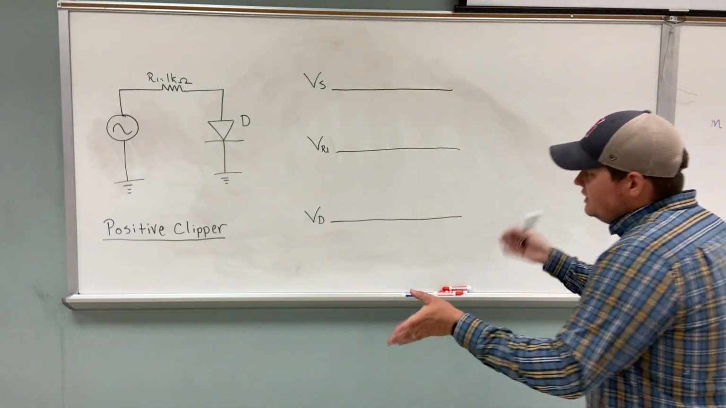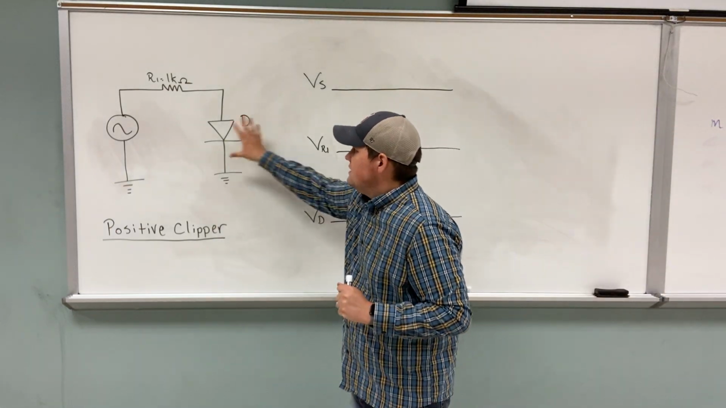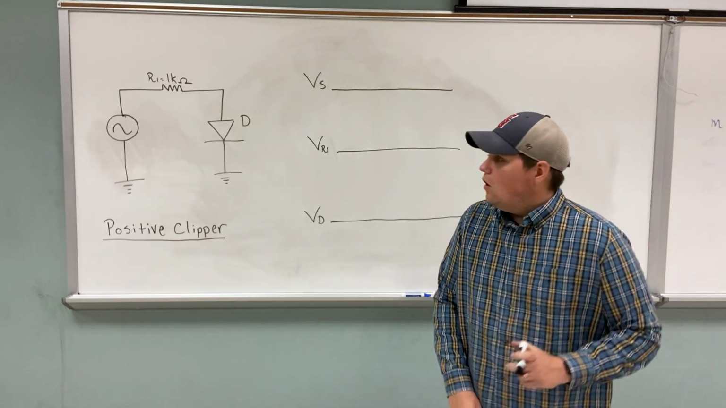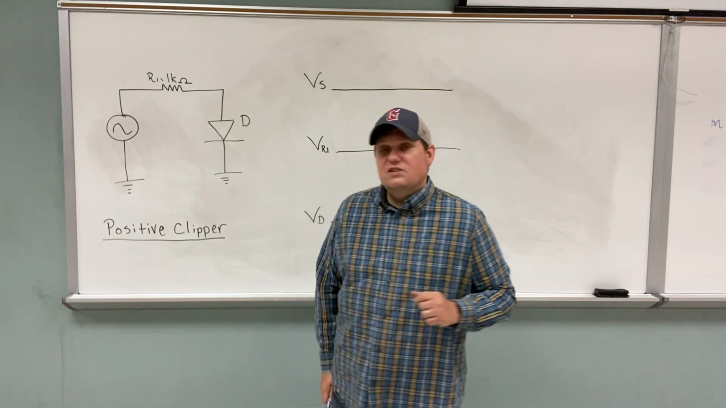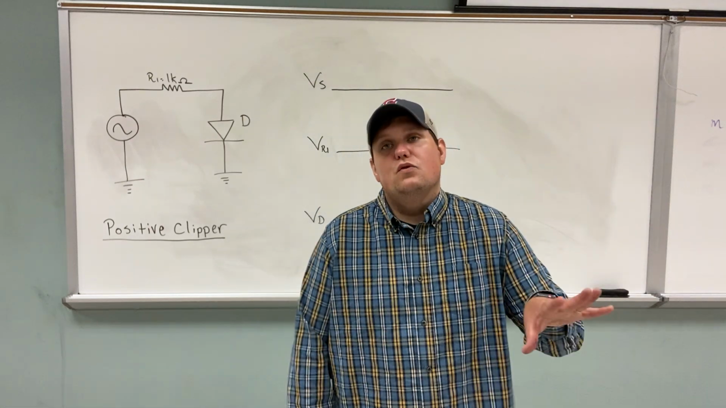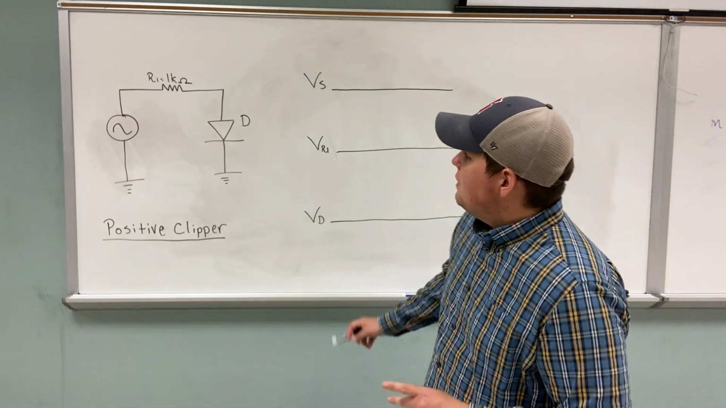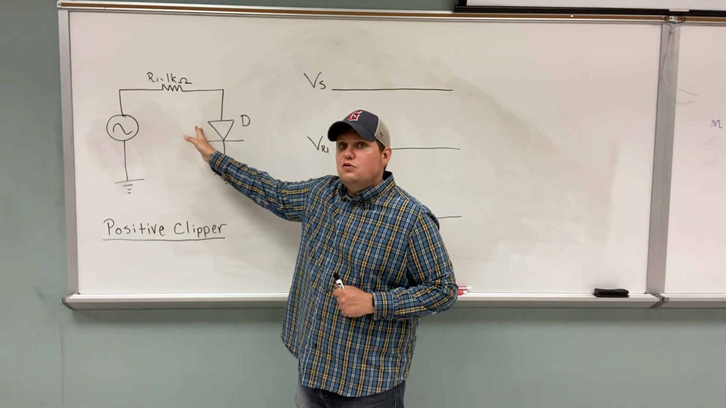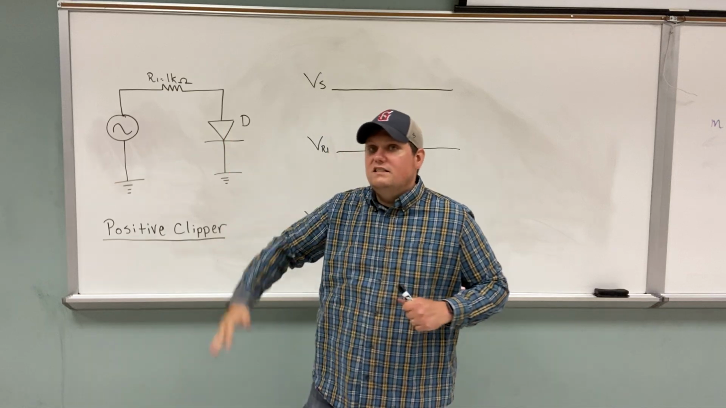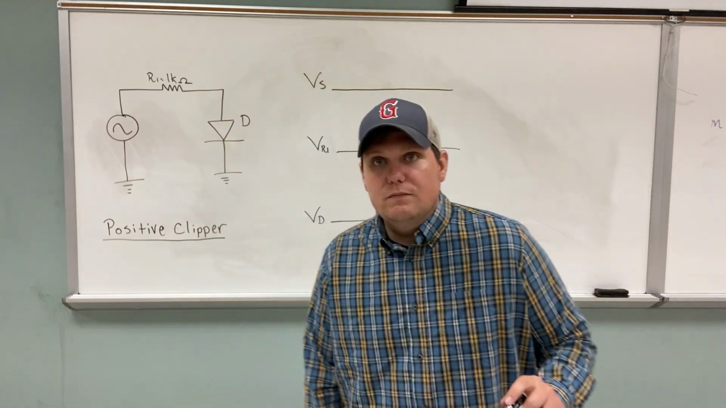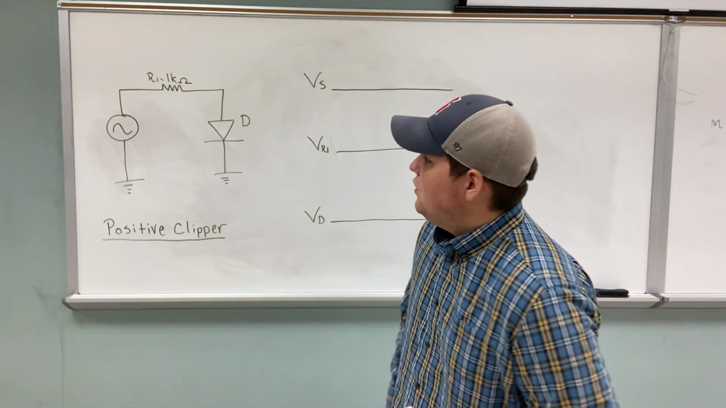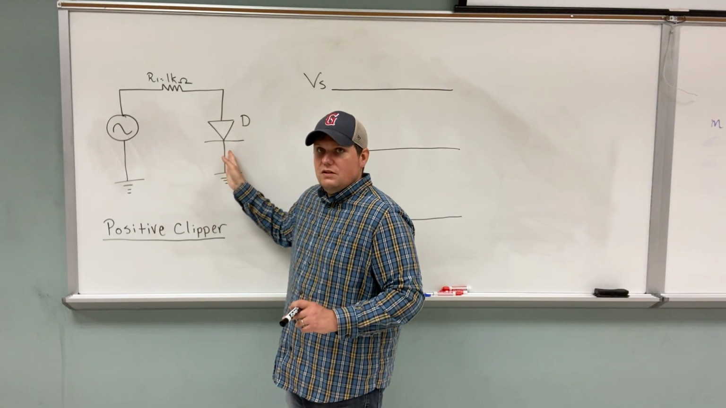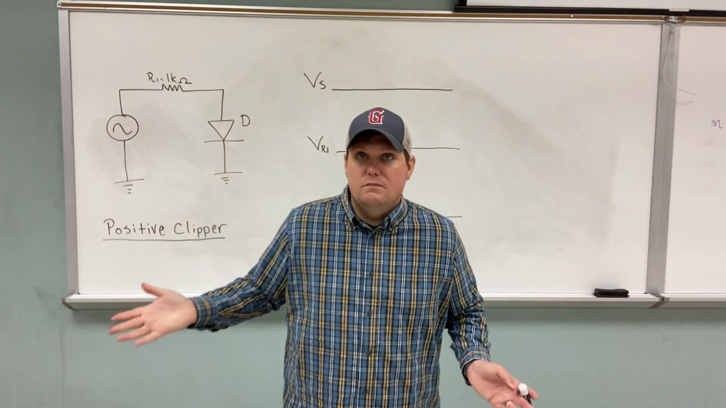All right, so let's look a little at this circuit here. I have a resistor that is 1 kilo ohm, and I have a diode, and this is a general purpose diode. Remember, when we're talking about general purpose diodes, how much voltage do we need to start conducting in forward bias? 0.7 volts. And remember, in reverse bias, we're going to read open.